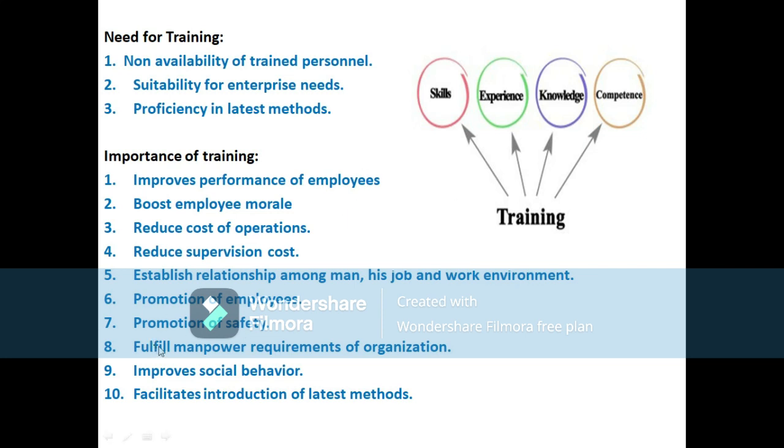Another one is the seventh one, the promotion of safety. Another important aspect through training. Training develops new knowledge and skills among employees. It helps employees to use various safety devices, and how to use those devices is learned in training only.